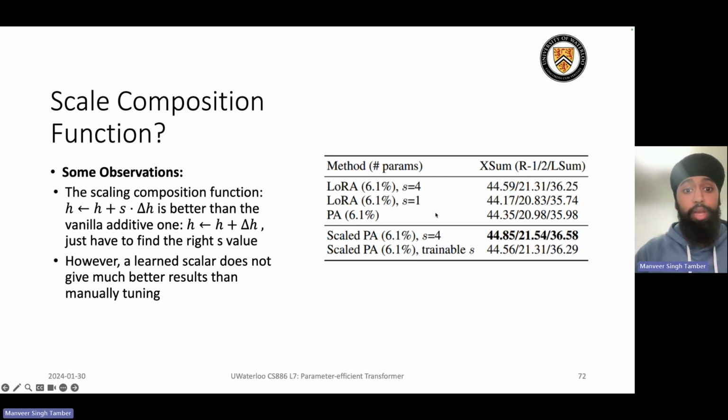And then you have parallel adapters with S equals 4 doing the best, and a trainable S not doing as good as S equals 4, but still doing better than parallel adapters in the default, where S equals 1. Right, so a learned scaler does not give much better results than manually tuning the scaler, which is interesting.